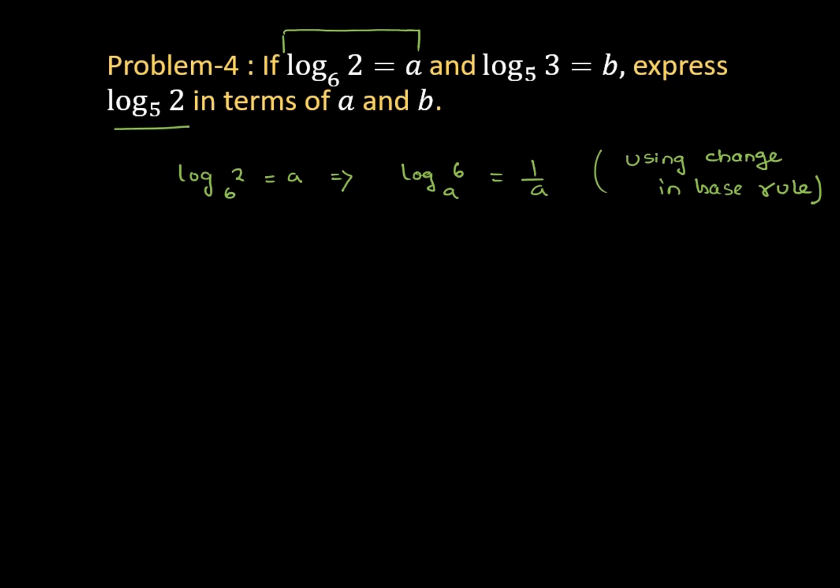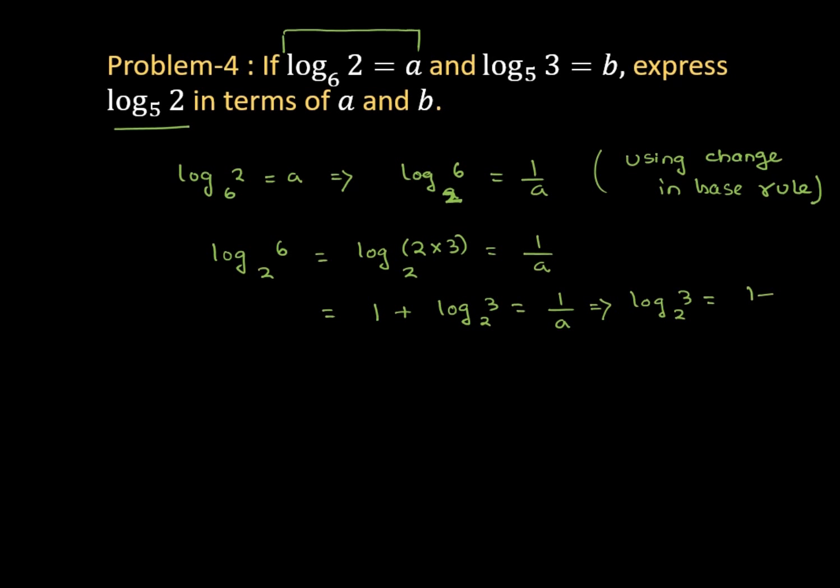It's base 2, not 6. So we can say log of 6 base 2 can be written as log of 2 times 3 base 2 and it's equal to 1 over a. So if we use the product rule, we can write 1 plus log 3 base 2 equals 1 over a, or you get log of 3 base 2 as 1 minus a over a. So let's keep this value.